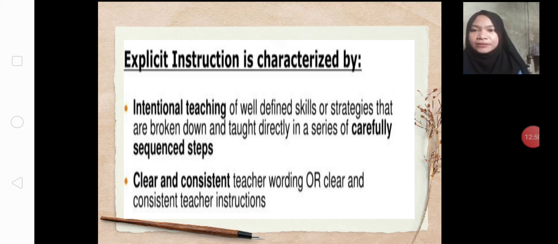And number 2 is clear and consistent teacher wording, clear and consistent teacher instruction. So, giving instructions clearly and consistently. Kumbaga, yung instructions mo, yun na yun. Kumbaga, hindi pabago-bago. Kasi kung pabago-bago, mas malilito yung mga student natin.